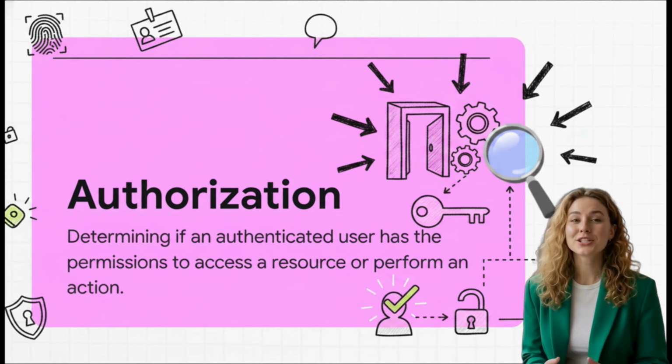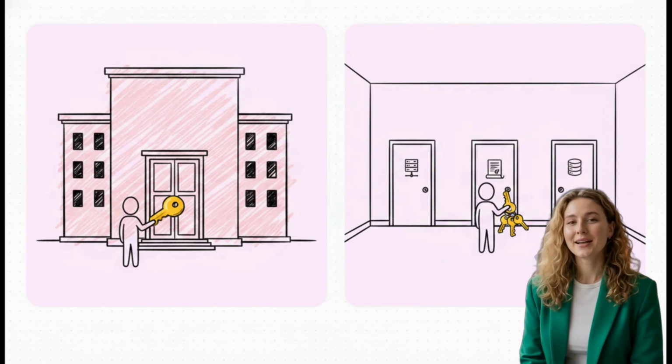This all leads to what is basically one of the unbreakable laws of good security, the principle of least privilege. It sounds fancy, but it's simple. You give users the absolute bare minimum permissions they need to do their job and nothing more.